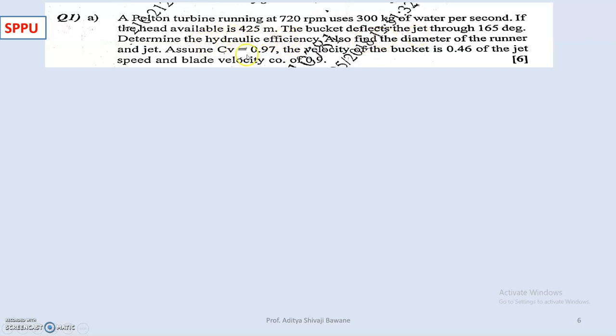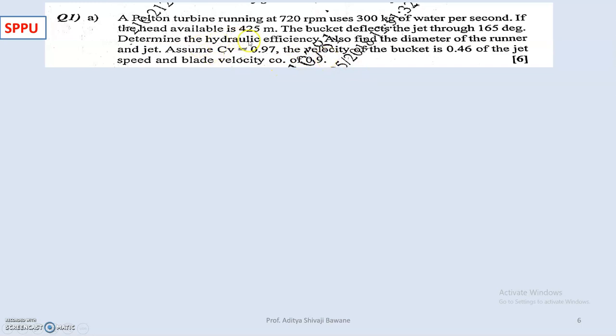For that case they have also mentioned Cv 0.97 and the velocity of bucket is 0.46 times the jet speed. So U equal to 0.46 times jet speed, that is V. And blade velocity coefficient is 0.9, so that is VR2.